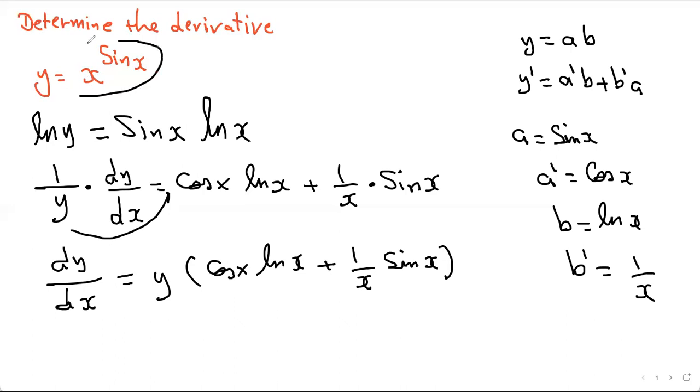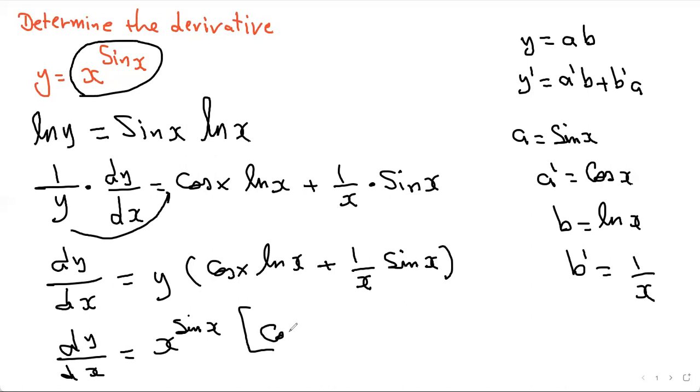And now what you do, the y is this right here. That's what the y equals. So instead of leaving it as y, you just rewrite it as dy dx equals the y, which is the x to the power of sine x, in brackets cos x ln x plus, and we'll just write this as sine x over x, because 1 over x times sine x will just give you that.